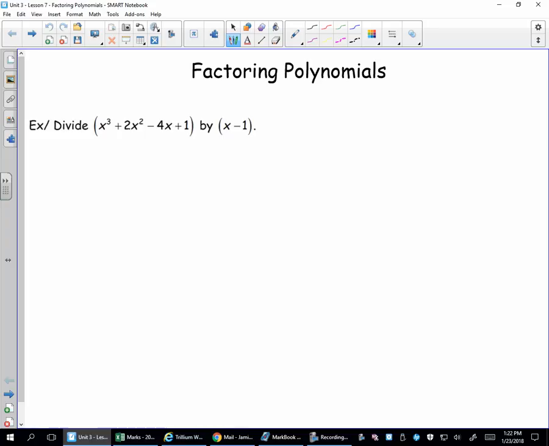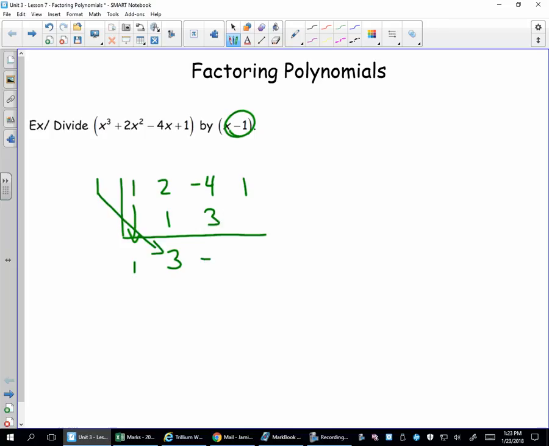We'll do some synthetic division. I can do synthetic division because I have a whole number factor. Change my sign, write down my coefficients. I don't need any placeholders. I've got all the parts and pieces. Carry down my 1. 1 times 1 is 1. Add them up, I get 3. 1 times 3 is 3. Add them up, I get negative 1. 1 times negative 1 is negative 1. And add them up, I get 0.